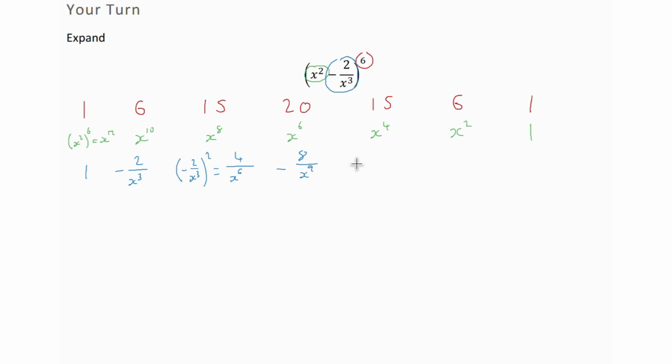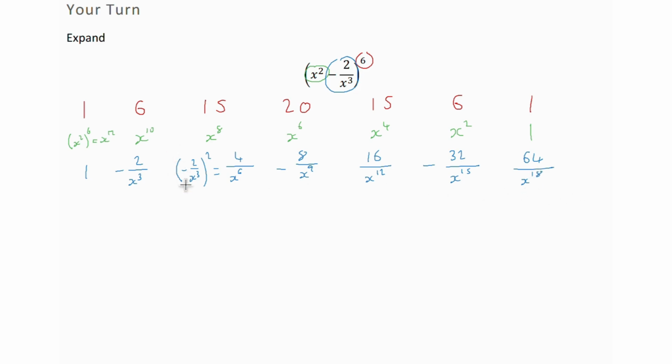Then we're going to get positive 16 over, that's x cubed to the power of 4 this time, so x to the power of 12, minus 32, because we're up to the power of 5, so 2 to the power of 5, over x to the power of 3 to the power of 5, so that's x to the power of 15. And finally, all of that to the power of 6, which is going to be positive 64 over x to the power of 18.